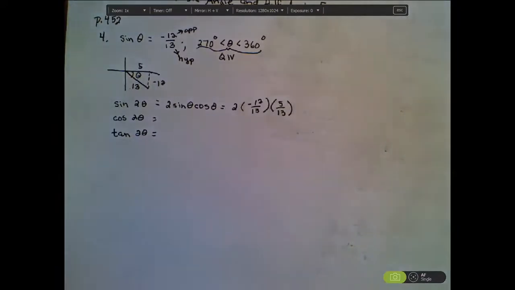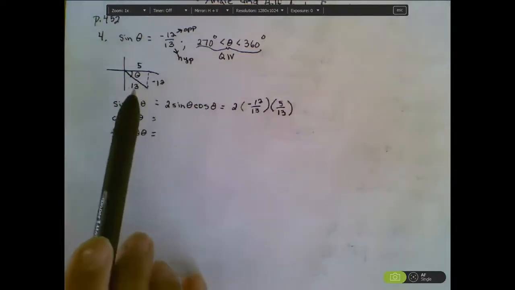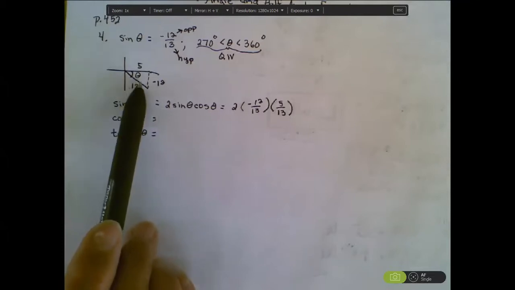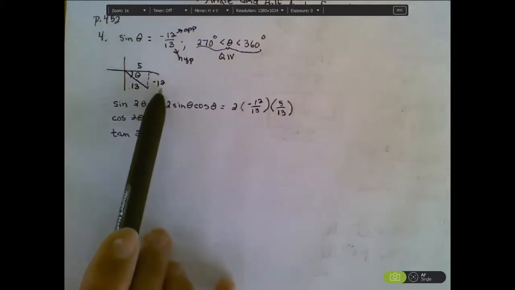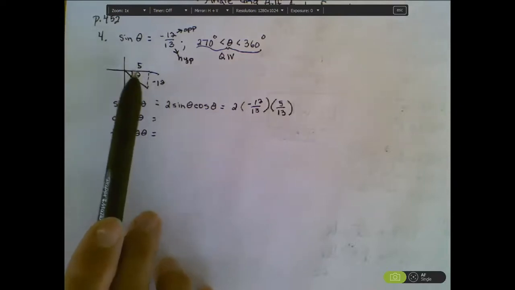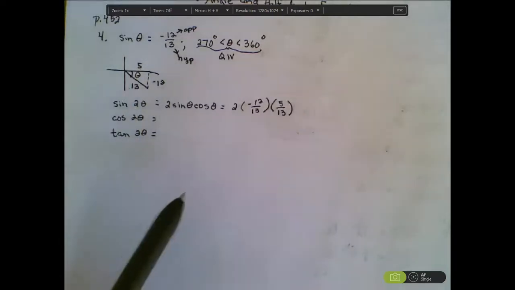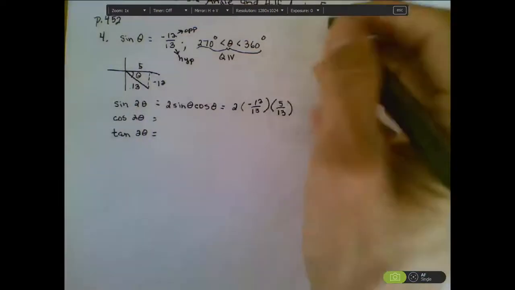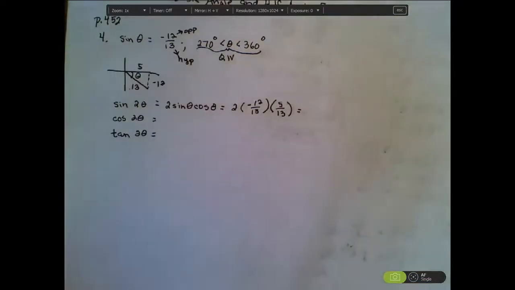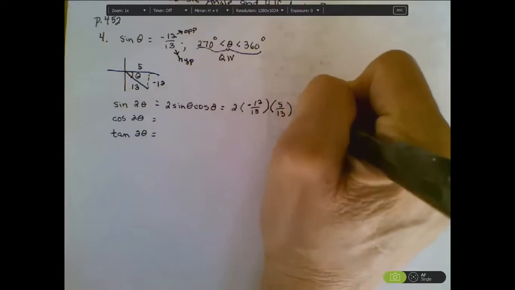Now, I forgot to say something, and it wouldn't matter on this problem, we'd get it right anyway, but make sure that you're checking the sign. If theta is in the 4th quadrant, you know the y coordinate's going to be negative, but make sure you check the sign of the x coordinate. In the 4th quadrant, the x coordinate is going to be positive, so that +5 is correct. And sine of 2 theta would be -120/169.